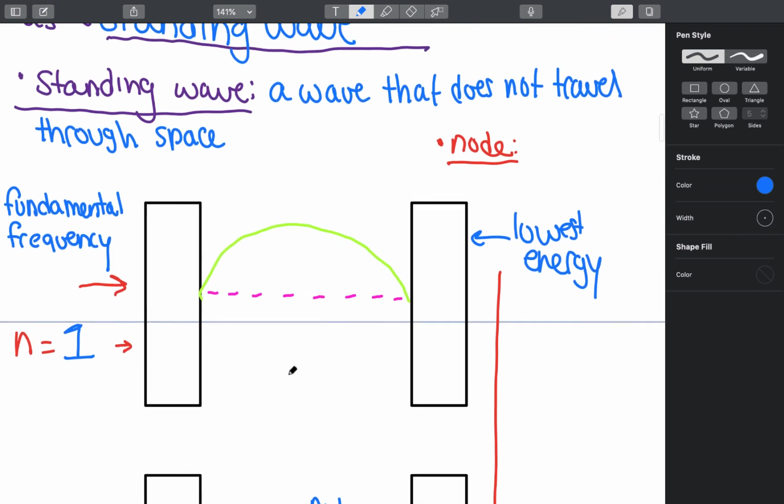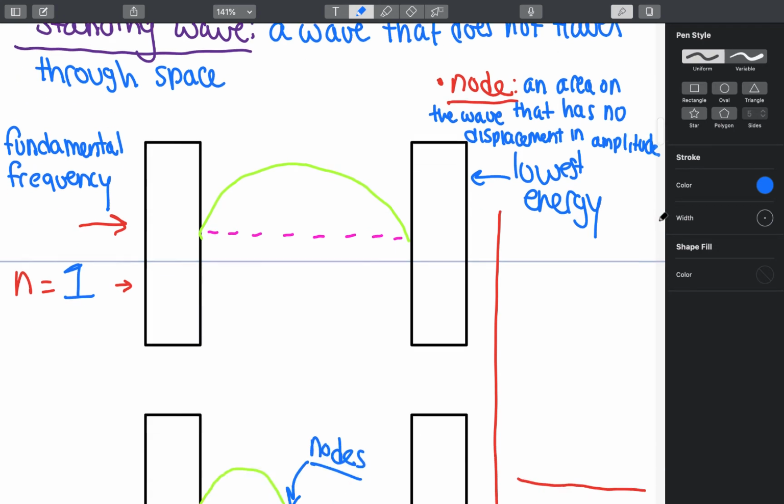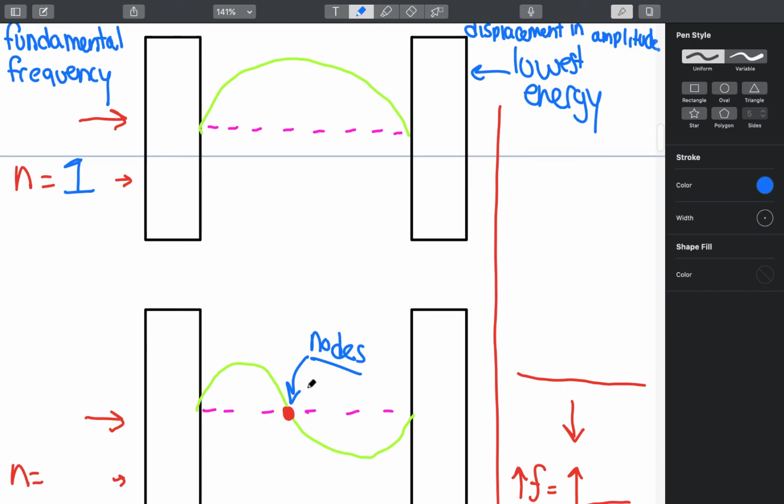So let's define what a node is. A node is an area on the wave that has no displacement in amplitude. So in other words, the node does not oscillate. It sort of just stays there. So that is a node.